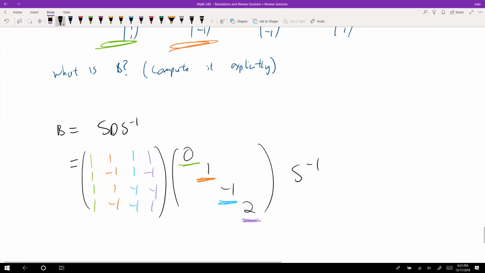Hey, there's a question on the midterm about annihilators. For e to the x plus sin x, do you get the annihilator for both separately and then multiply them? Yeah, you add the particular solutions, but you multiply the annihilators.